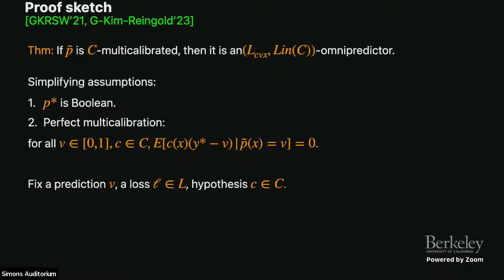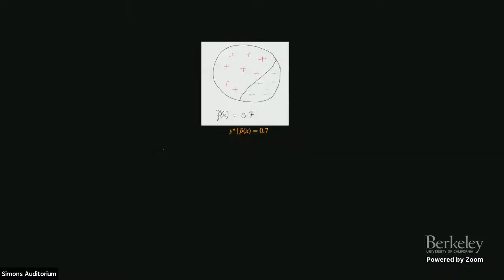Okay. So let's fix a prediction value V, a loss L, and a hypothesis C. I'm going to show you an impressionistic sketch of the proof. Here, we are focusing on the regions where our predictor predicts the value 0.7. So this could be a large set of points. And since the Bayes optimal predictor is Boolean, the true Bayes optimal for each point is either 1 or 0.